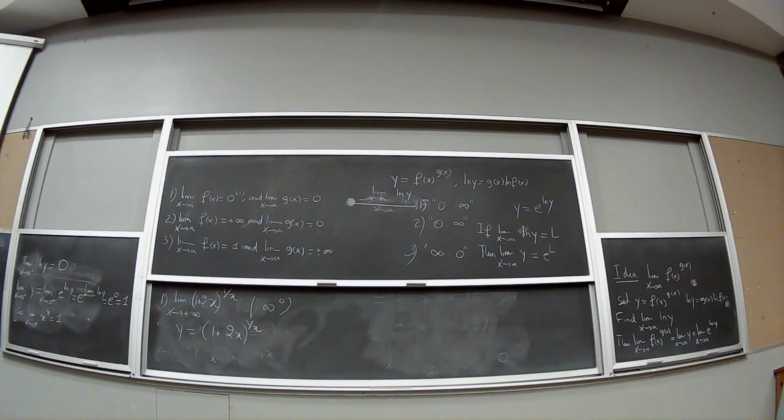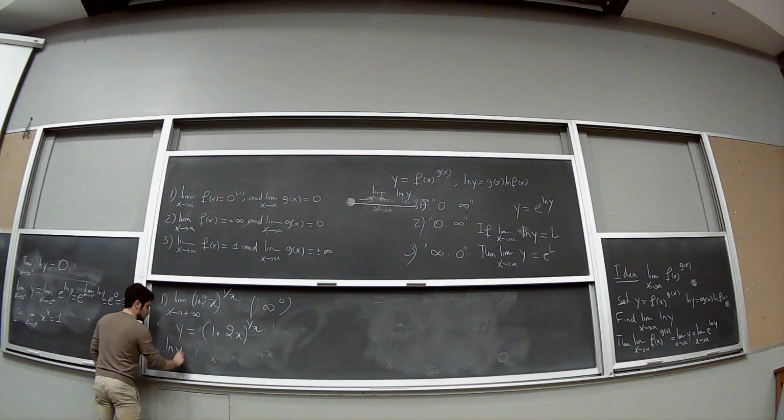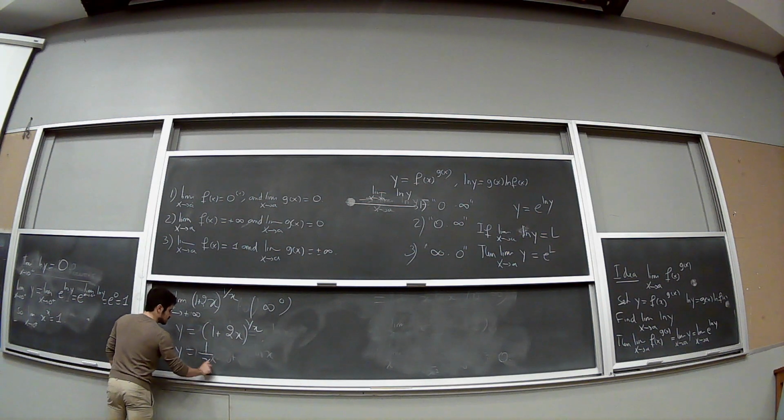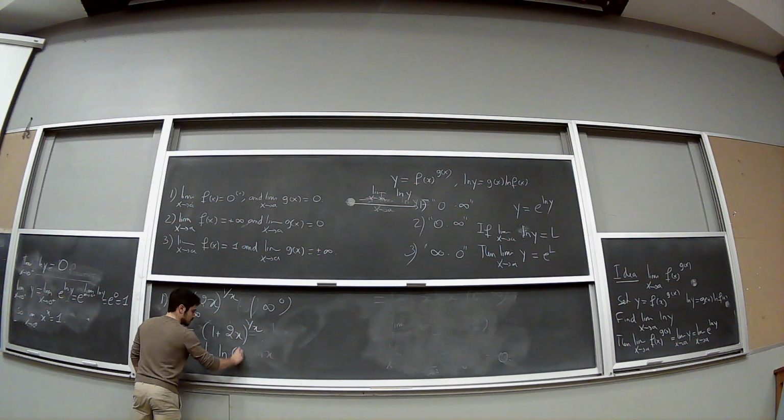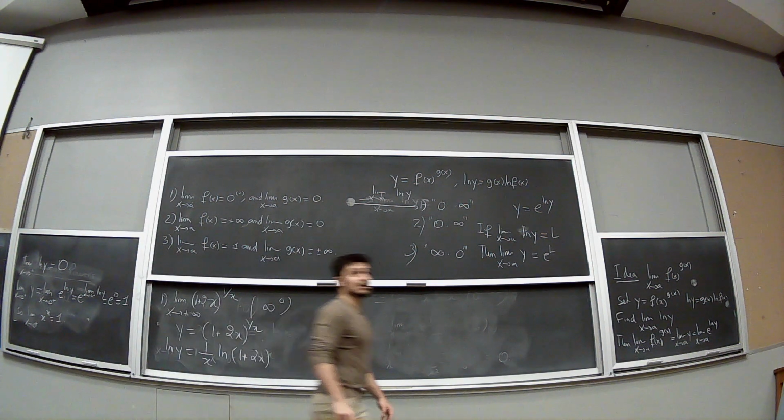But so I have y is equal to (1 plus 2x) to the 1 over x. What's the next step? Please look at the next step. What is it? Who volunteers? No one? Yes? Take the log of both sides. Take the ln of both sides. So ln of y is equal to 1 over x times ln of 1 plus 2x.